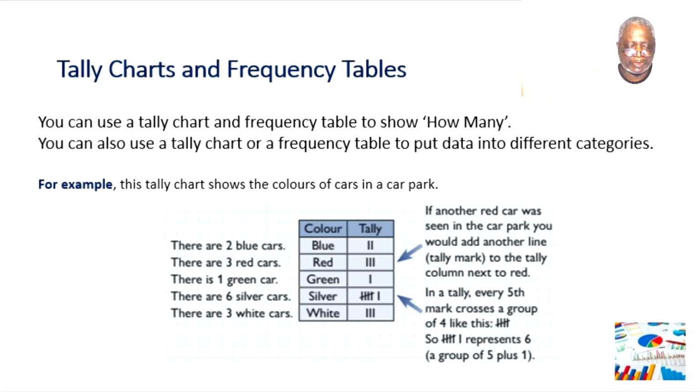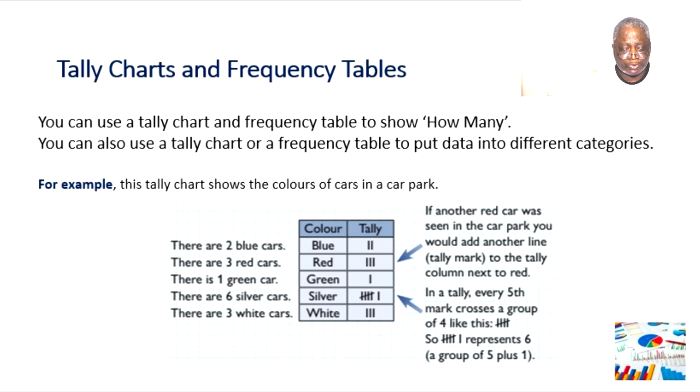Let's look at tally charts and frequency tables. You can use a tally chart and frequency table to show how many. You can also use a tally chart or a frequency table to put data into different categories. For example, this tally chart shows the colors of cars in a car park. If you look on the left, down the color column, you will see there are 2 blue cars, 3 red cars, 1 green car, 6 silver cars, and 3 white cars. The column headings are color and then tally.